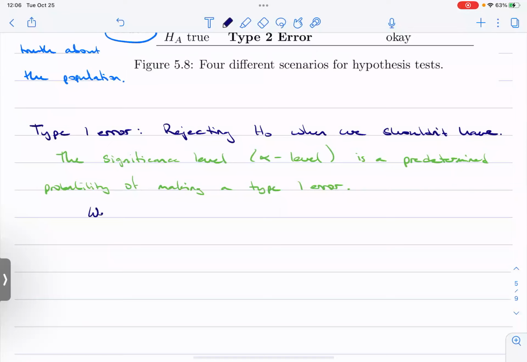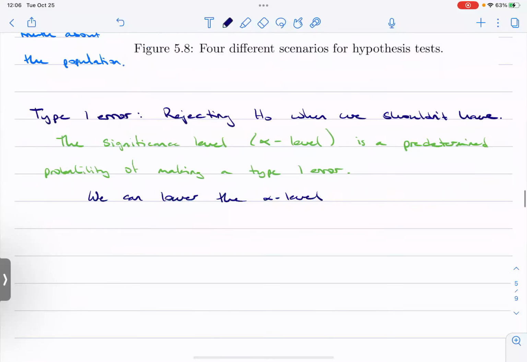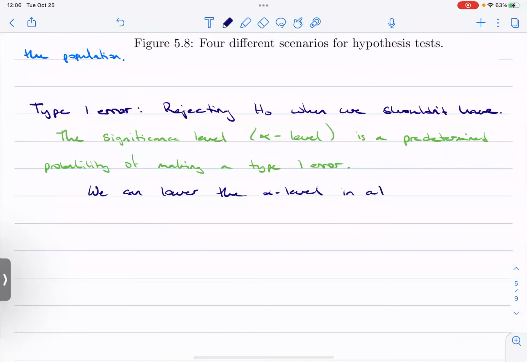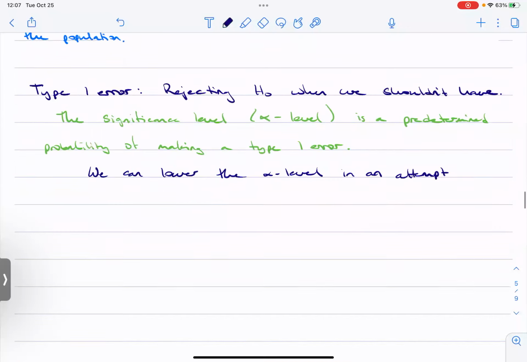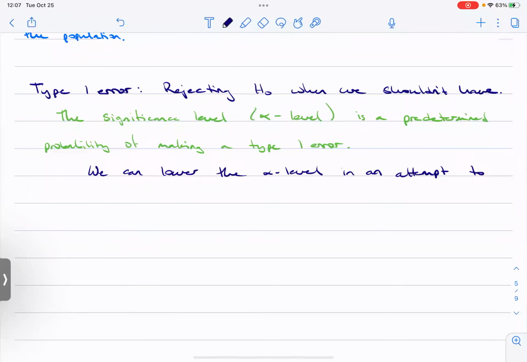So what we can say is we can lower the alpha level in an attempt to avoid type 1 errors, not really avoiding them, but lowering the probability. So the significance level, we do have some control over.